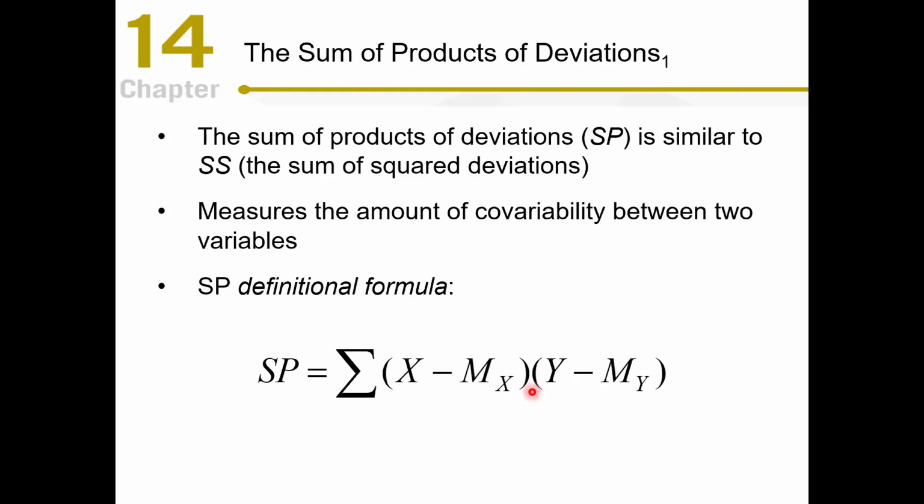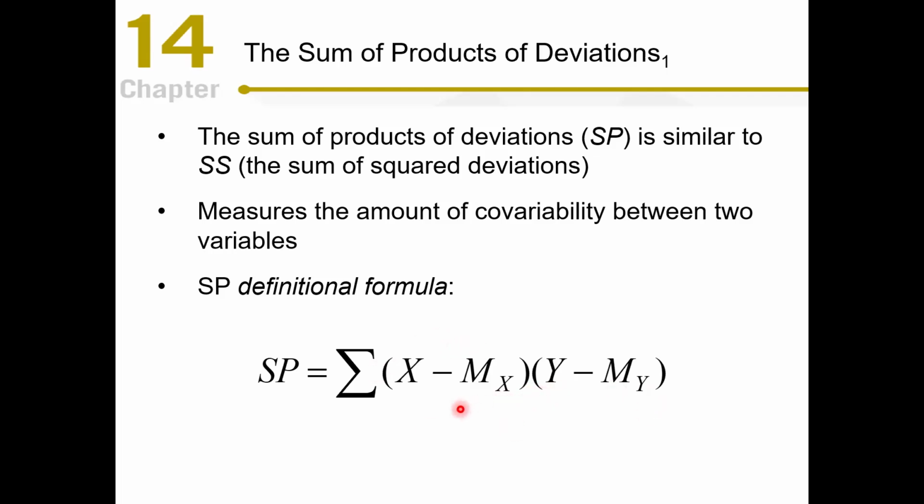All right. So there are going to be two things that we'll need in order to calculate our R. The first thing that we're going to need is the sum of our products of our deviations. And I'm going to show you how we calculate that with an example. But the sum of products is essentially this formula right here.